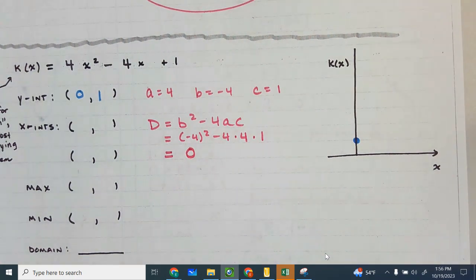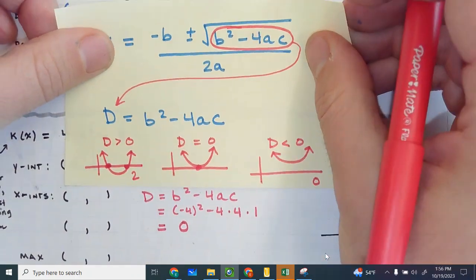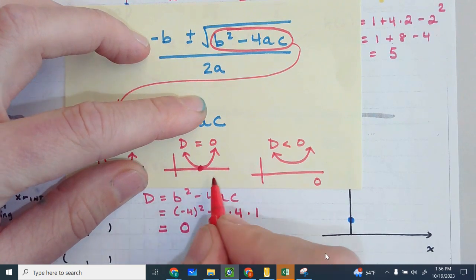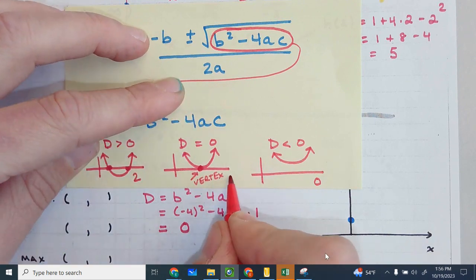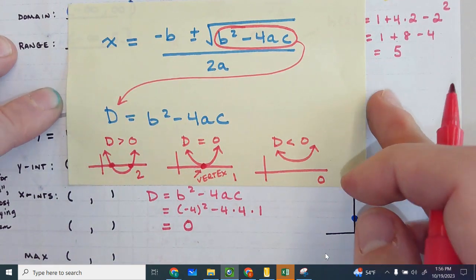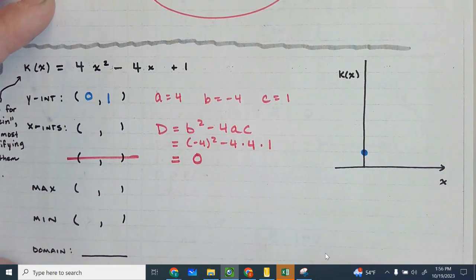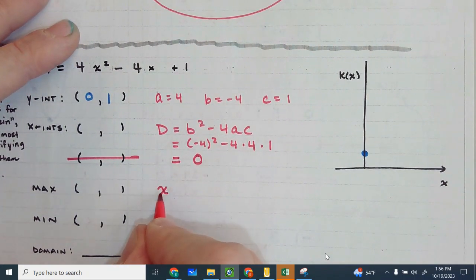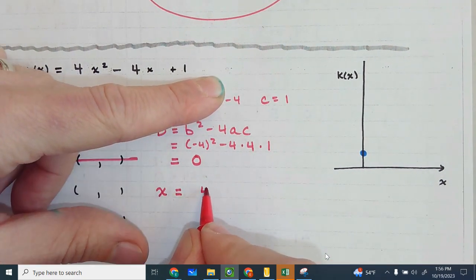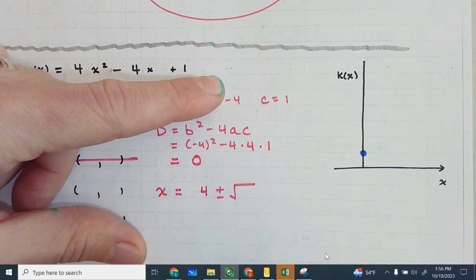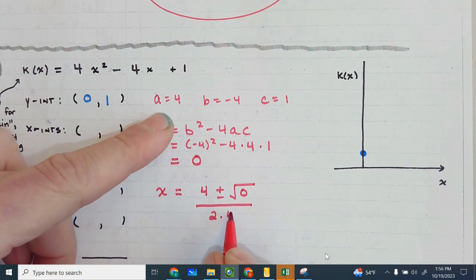Okay. So what happens when the discriminant comes out to be 0? Well, when the discriminant is 0, that means that the vertex is on the x-axis, which means we're only going to get one x-intercept. Let's go figure out what that is. So I'm going to cross off one of these because we know we're only getting one. According to the quadratic formula, the negative of b would be the opposite of -4, so +4, plus or minus the square root of the discriminant, which goes right here, all divided by 2 times the a value, which is 4.